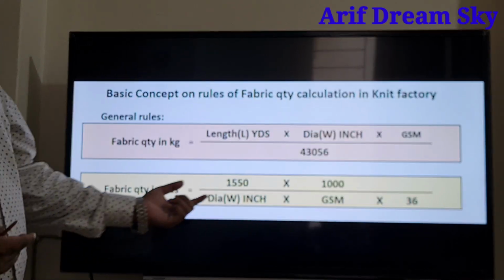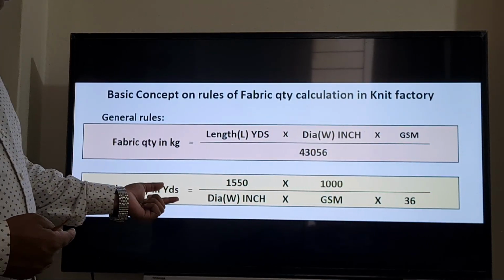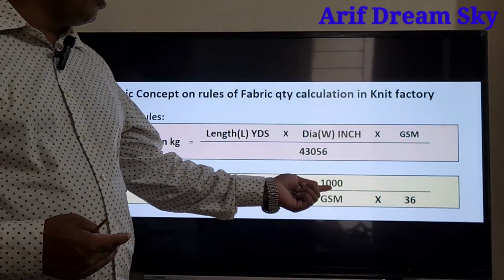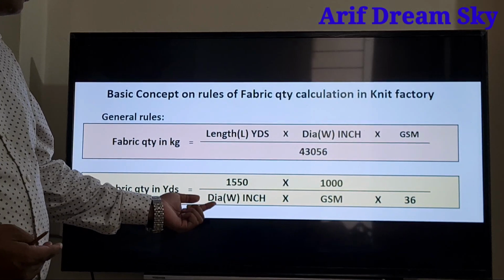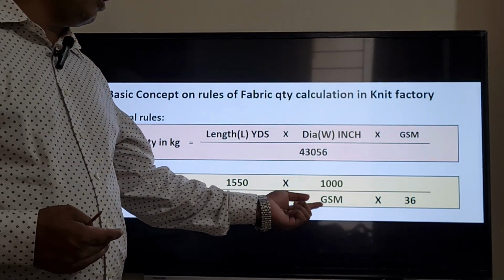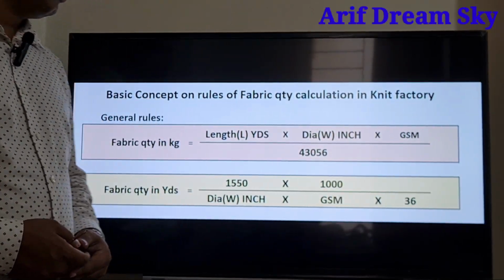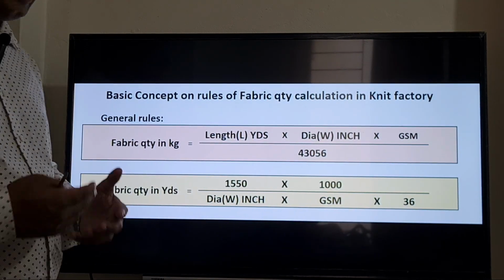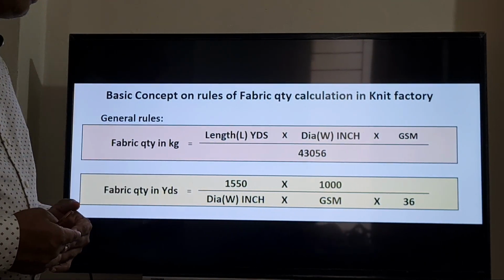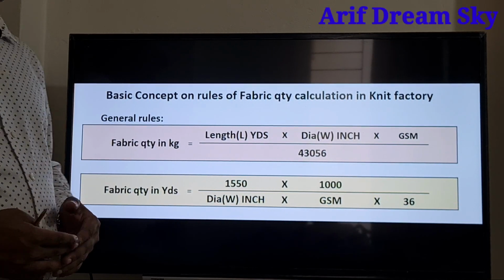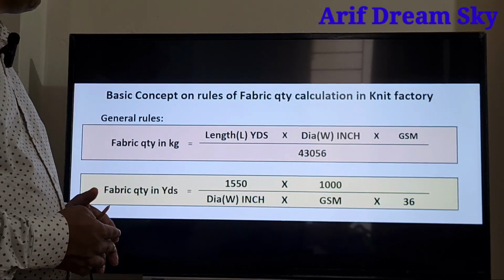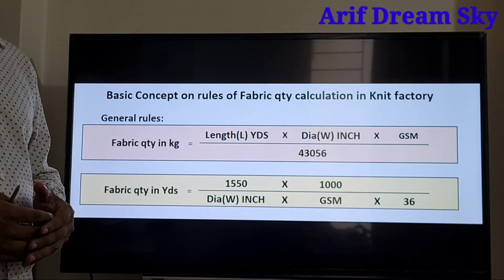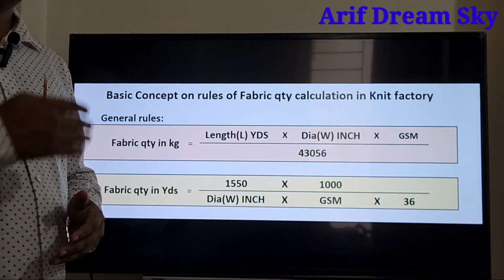You also have to apply this rule: quantity in yards equals 1550 into 1000 divided by dia into GSM into 36. This is what we generally see being applied in the garments industry. But the fact is we really have to be clear about the basic concept, how actually these rules come up. So let's go through the basic concept.